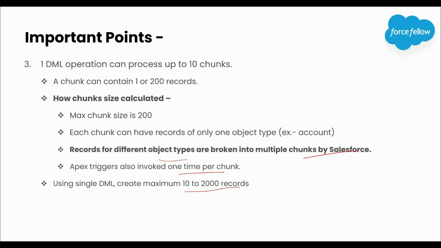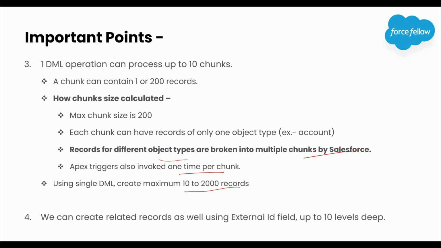Okay? But if we are going to insert records of a single object, then we can insert up to 10,000 records using a single DML statement, which is the max governor limit per transaction. So please keep this point in mind, and if you have any doubt related to this, then do let me know in the comments, because this point is very important. Now, if anyone asks you what the maximum chunk size in Salesforce is, then you can say the max size is 200, but it depends on the input array, in what order records are added into the input array.